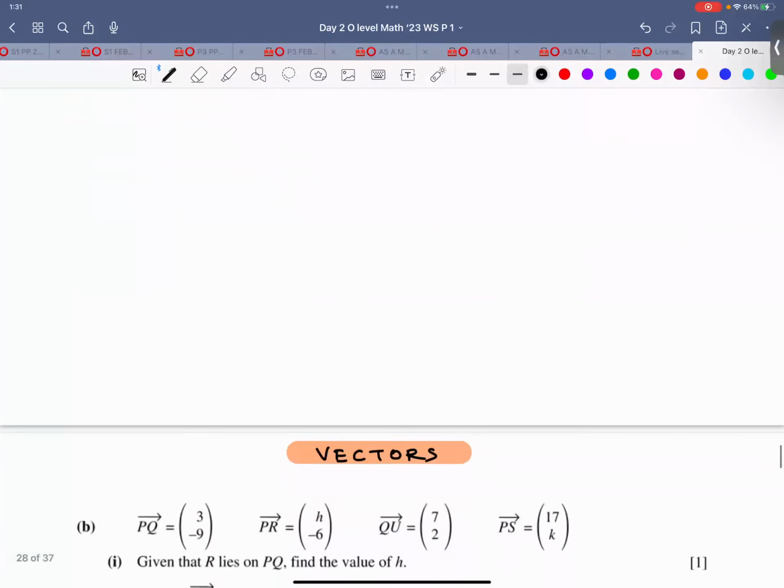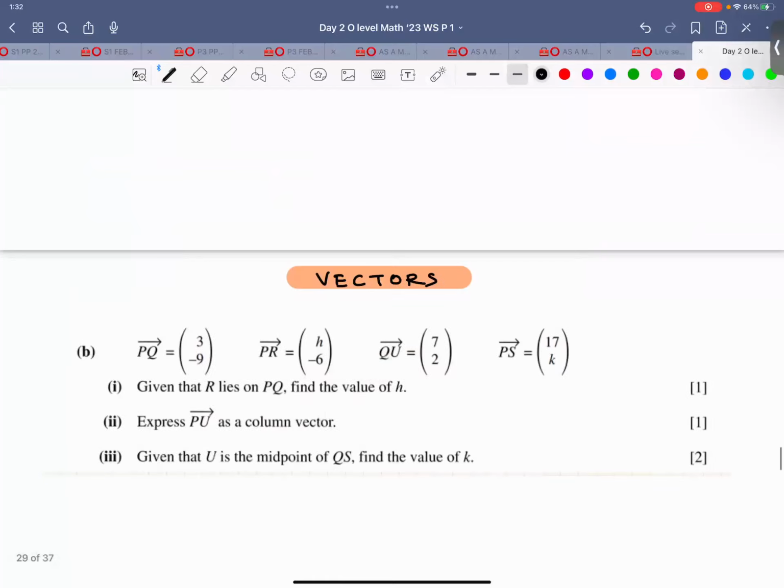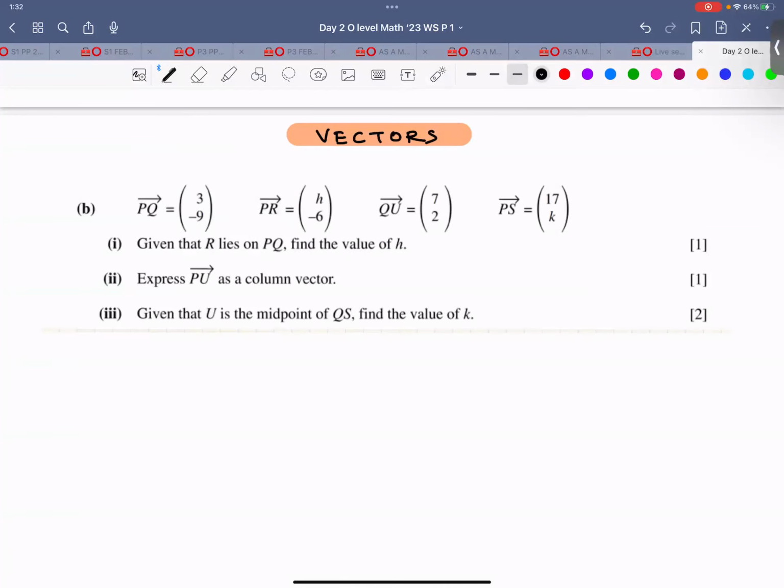Let's move on. Let's try out some other vector questions from previous years, some good questions. Now, these are based on column vectors. We have PQ as (3, -9), PR as (h, -6), QU as (7, 2), and P as (17, k). Now, there are 3 parts that we need to focus on. Let's think about it.